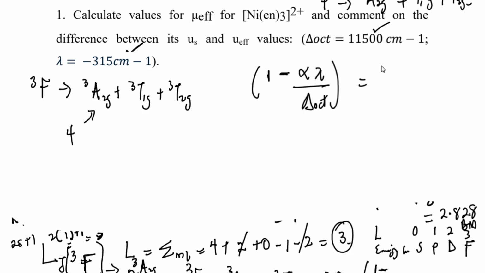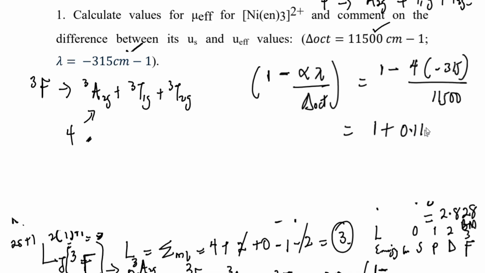So the next thing is that we have 1 minus, so the alpha is 4 from A, alpha is 4, so we have it to be 4, and the lambda is minus 315 over 11500. So it's important to know that this denominator here is only for this part, not for the whole stuff there. So basically what we're going to have is 1 plus 0.110.